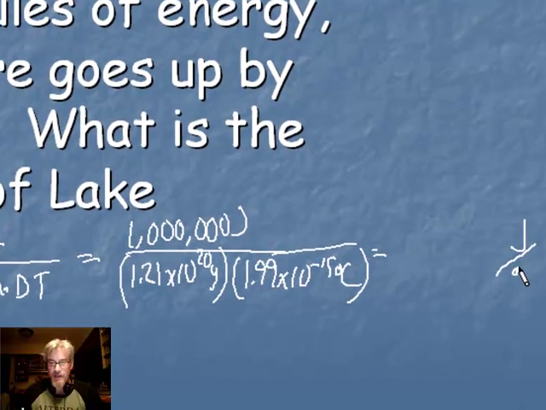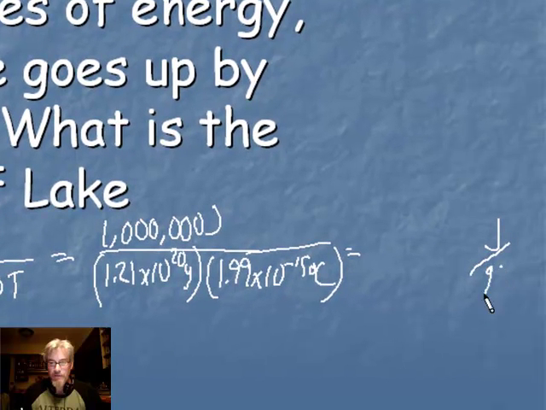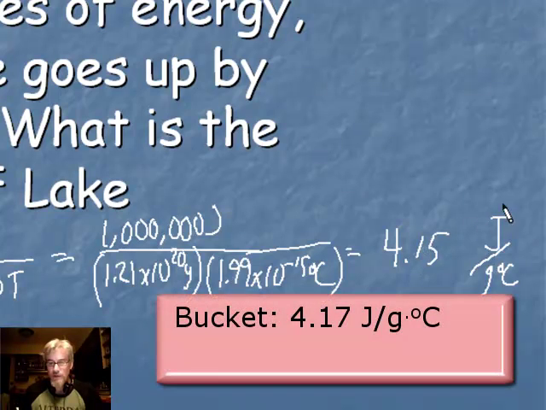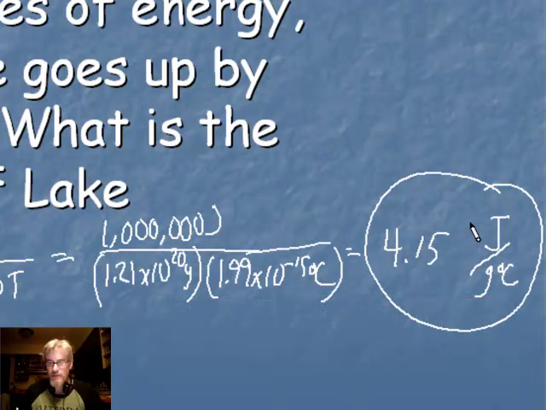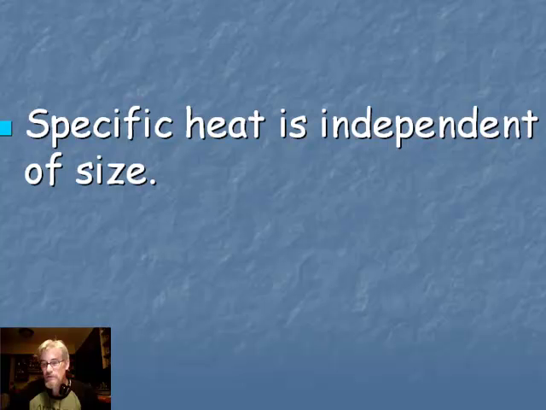Same unit as the last problem, joules per gram per degree C. And the number, well, that's also very similar to the last problem. Even though this is for all of Lake Superior, and the last problem was only for a bucket, we come up with pretty much exactly the same answer. And here's why. It doesn't depend on mass. Huge amount of water, small amount of water, on a per gram basis, it has the same ability to absorb energy. Specific heat, then, is independent of size, which is not true for heat capacity.